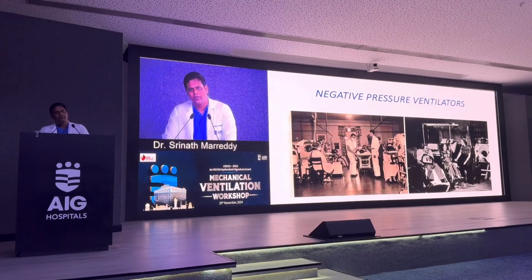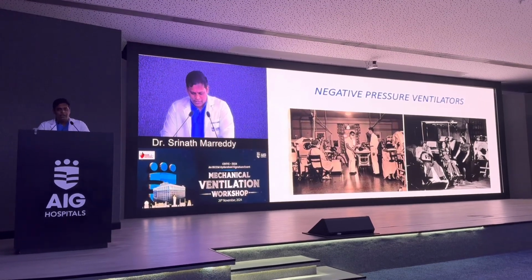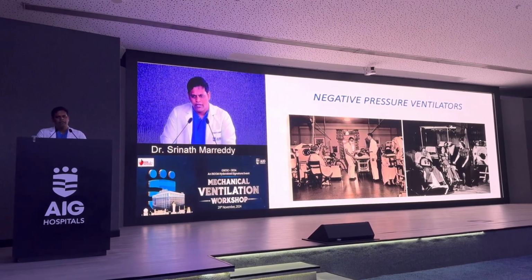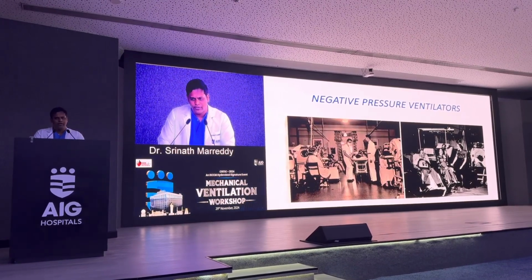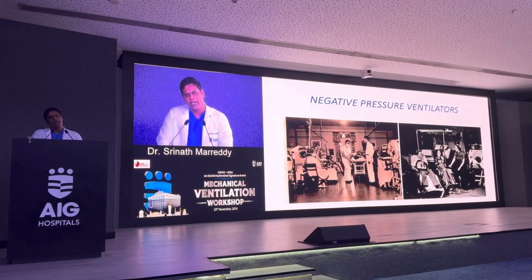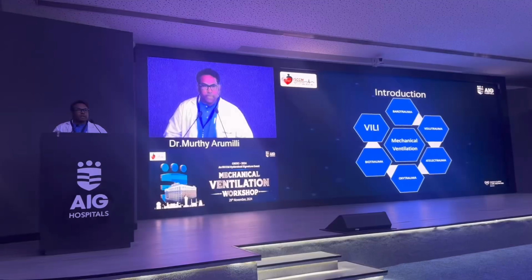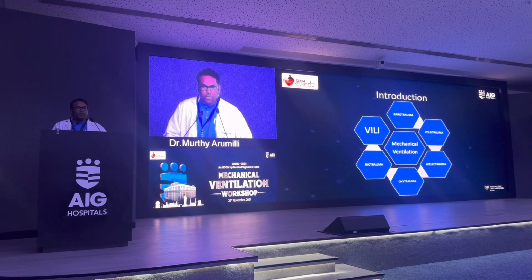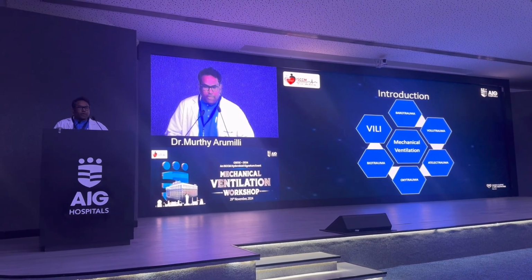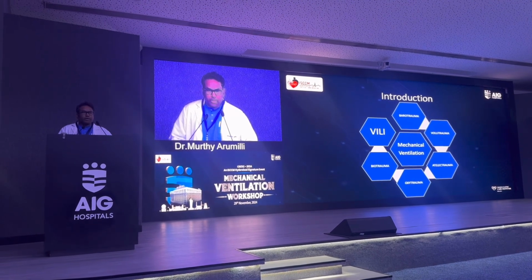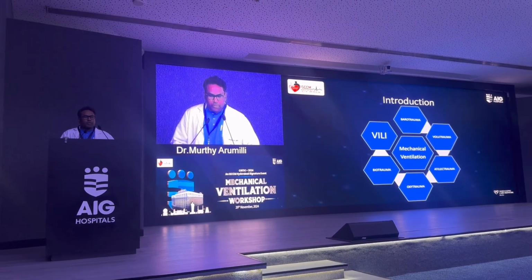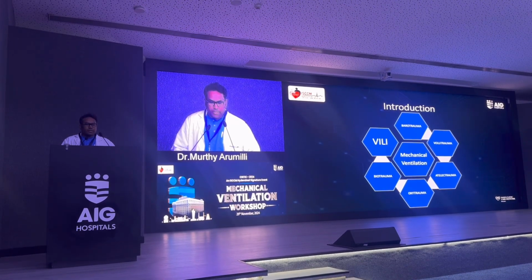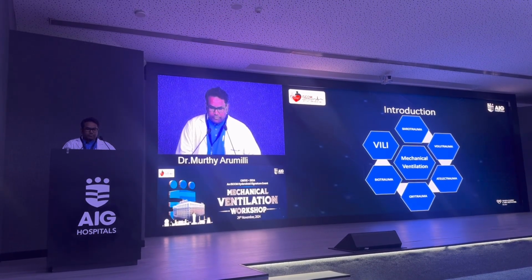Called negative pressure ventilation. So these are the negative pressure ventilators. These are the ICUs in the 1950s during the poliomyelitis epidemic, where there was a predominant usage of negative pressure ventilators. They create a negative pressure around the chest wall. Mechanical ventilation can cause significant injury to the lung tissue by the following mechanisms: barotrauma, volutrauma, atelectotrauma, oxytrauma, and biotrauma. All these can lead to ventilator-induced lung injury and can affect the lung.